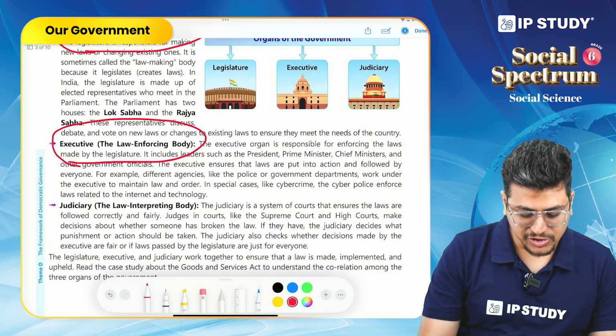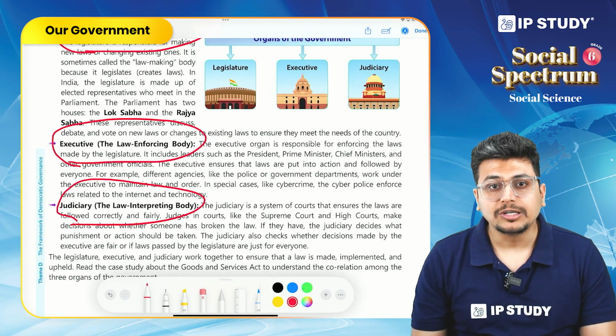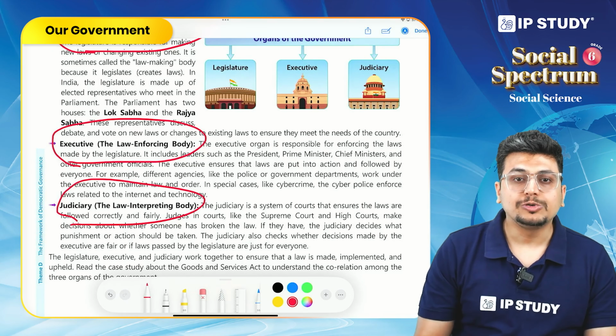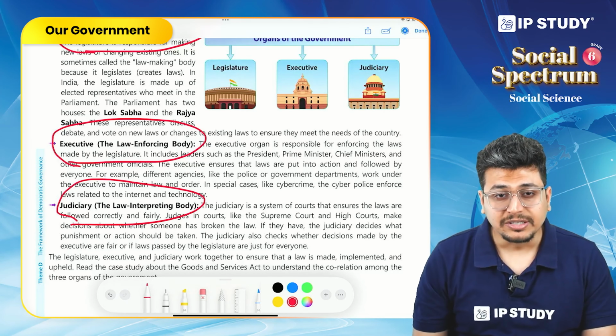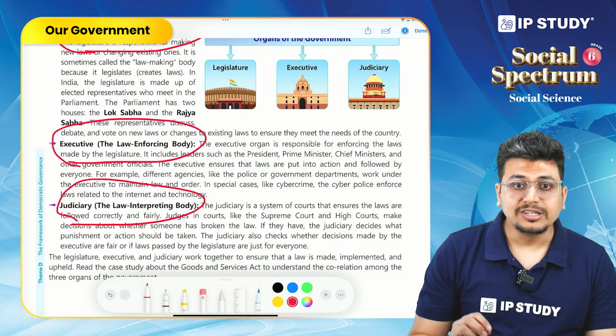And then we have the judiciary. Now, if somebody has broken the law, who is going to decide what punishment is to be given to that person? It is the judiciary.